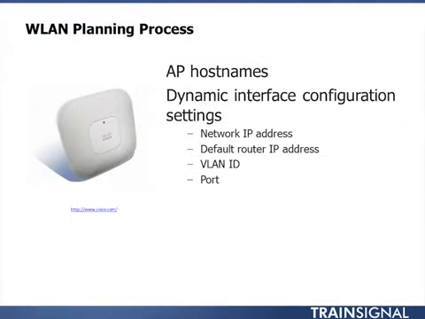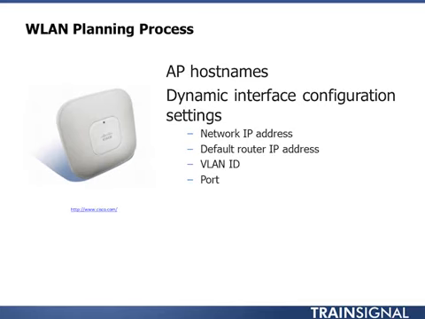Now, to create a wireless LAN, there are several steps you have to go through. First, you have to create the dynamic interface for the wireless LAN. Then you have to create the wireless LAN, and then you have to map the wireless LAN to the interface. So when you're planning a wireless LAN deployment, you need to think through what information you need before you get to the wireless LAN controller and start configuring it.